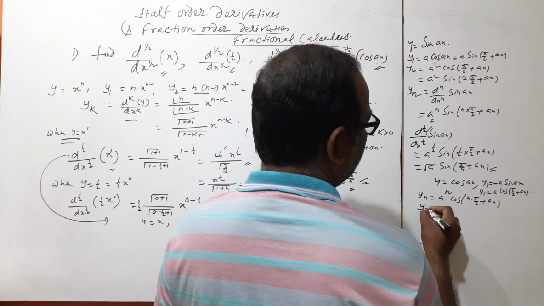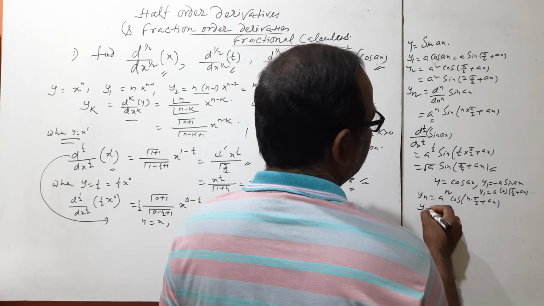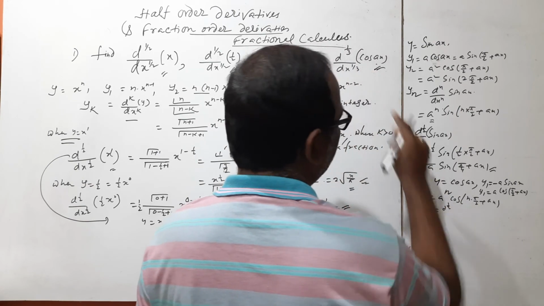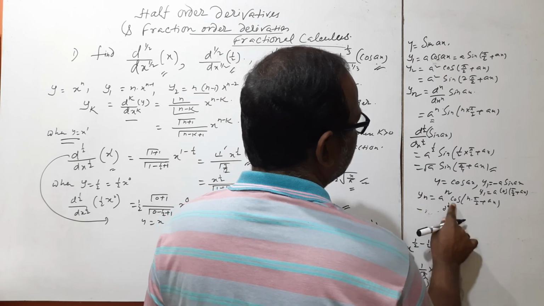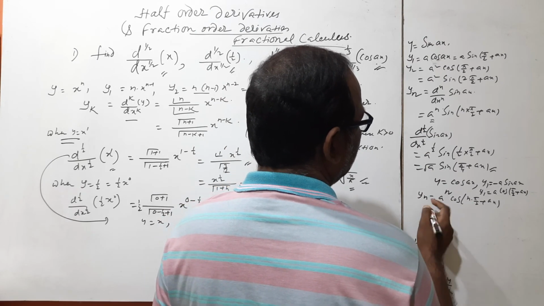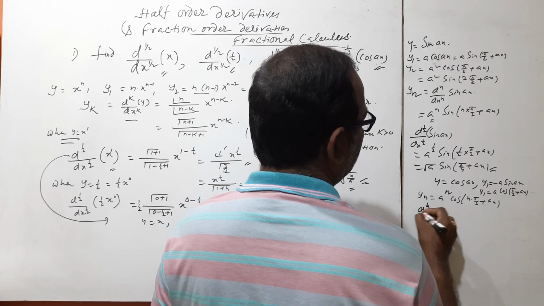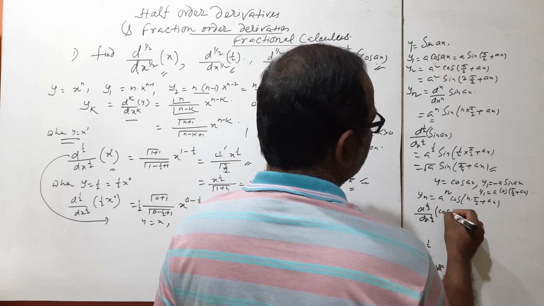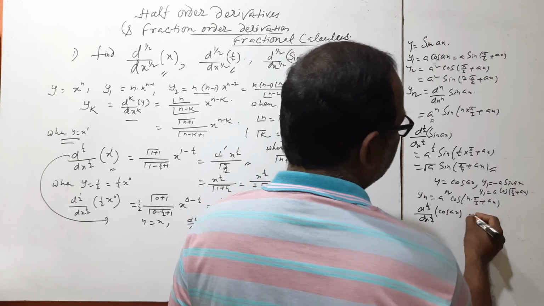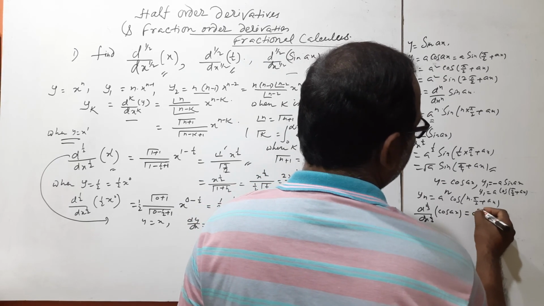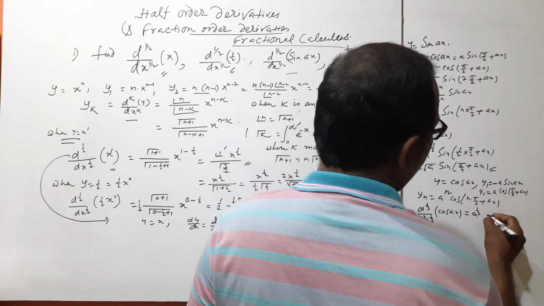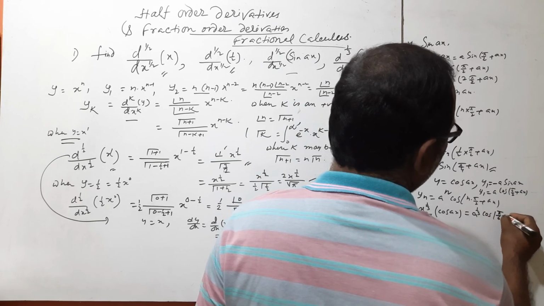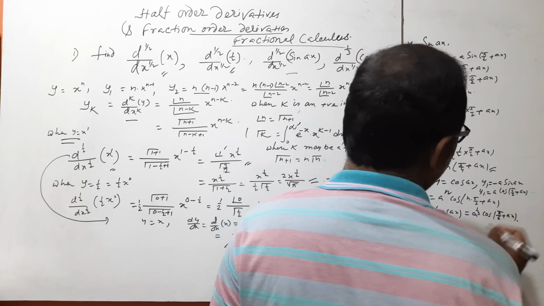So this is y suffix one-third, a one-third order derivative. So this is the one-third order derivative d/dx of one-third order of cos ax. So this is the cube root of a times cos of pi by 6 plus ax.